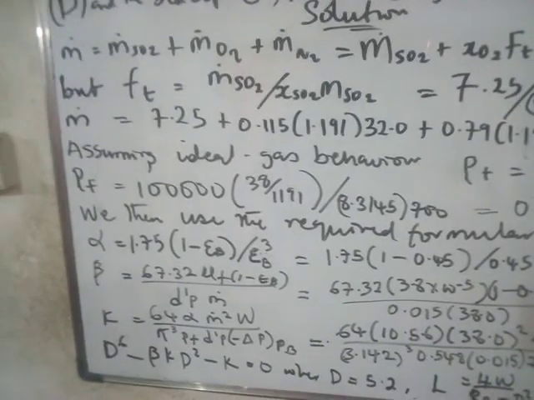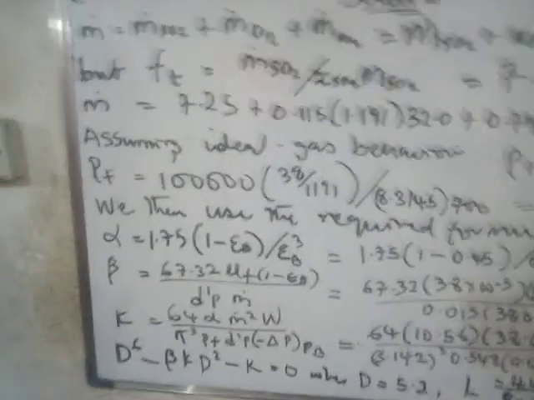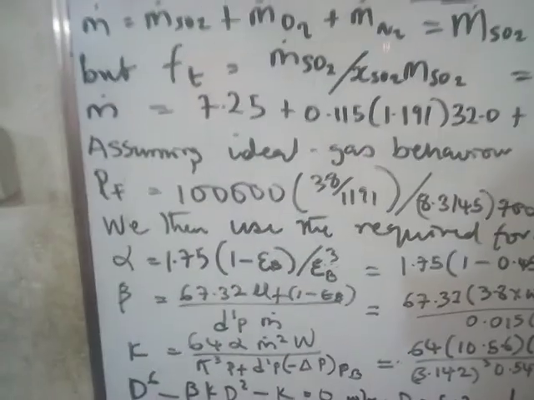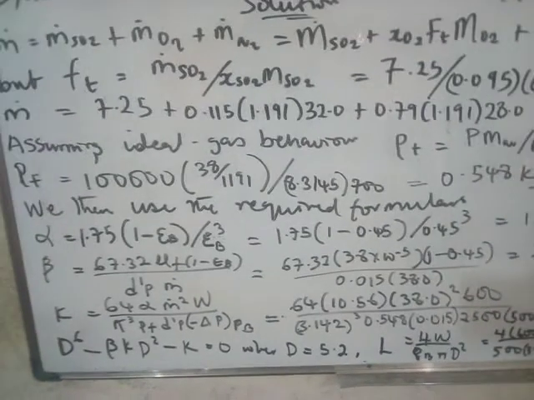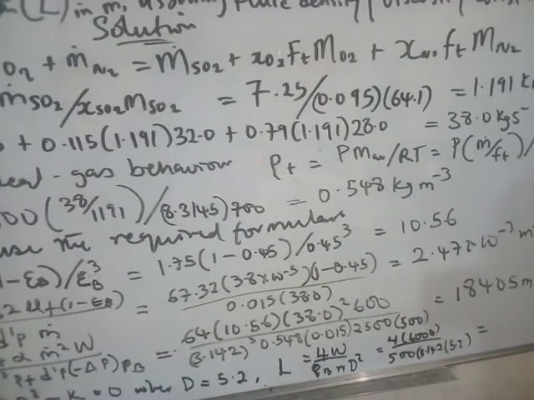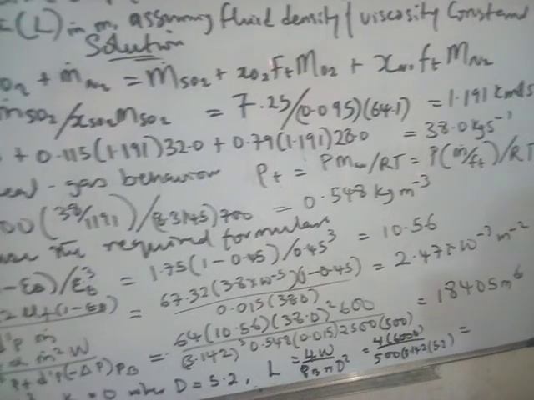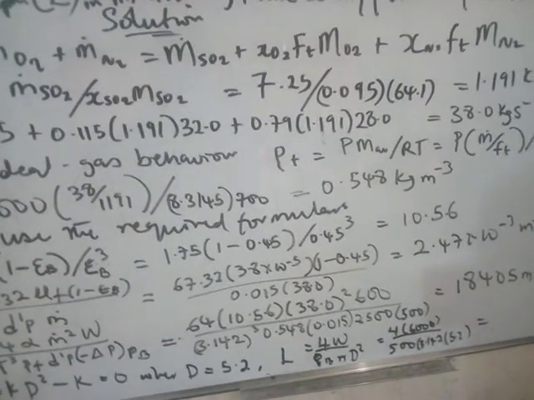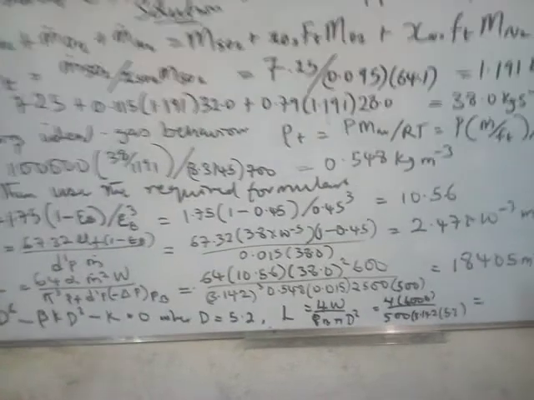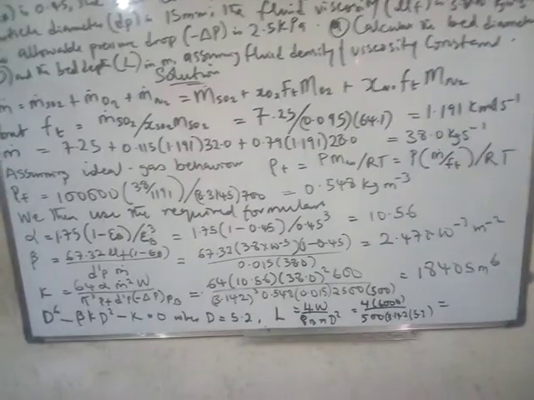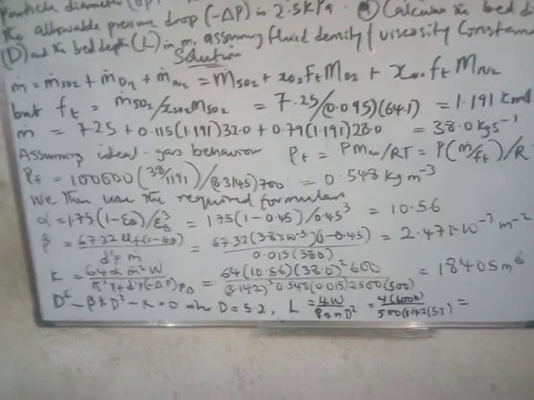So having done that, now we'll use the formulas. We are expecting the teacher to give us all these formulas. So we just substitute. For alpha, we substitute all the values. E_B, all these things are already given. We get alpha to be 10.56. For beta, we substitute all these values. We get beta to be 2.47 times 10 to the power minus 3 per square meters. Then for K, we substitute all these values as well to get it to be 18.405 meter to the power 6.